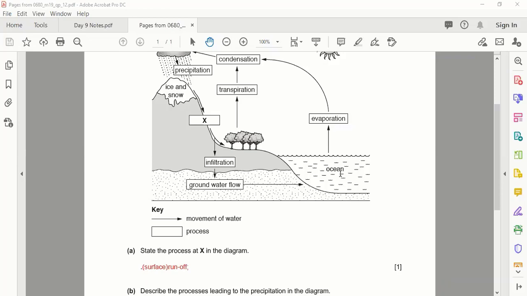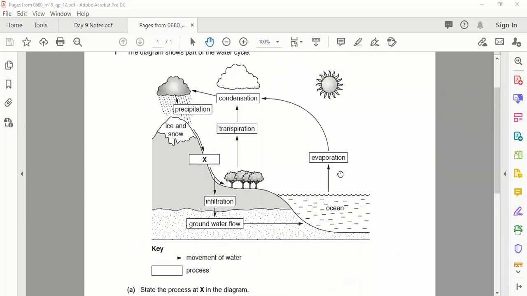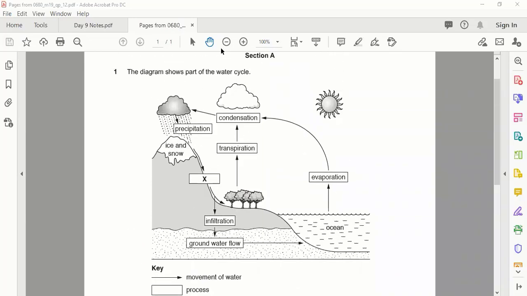Now, tell me, describe the processes leading to the precipitation in the diagram. Now see this diagram. How does the precipitation occur? For example, you know the precipitation. Precipitation means the rain, ice, sleet, snow that comes from that one. How does it happen? What is the first thing that happens? Tell me.